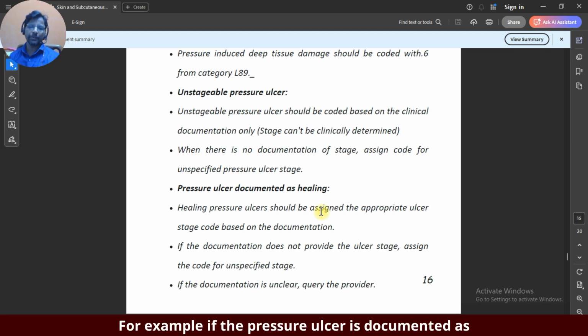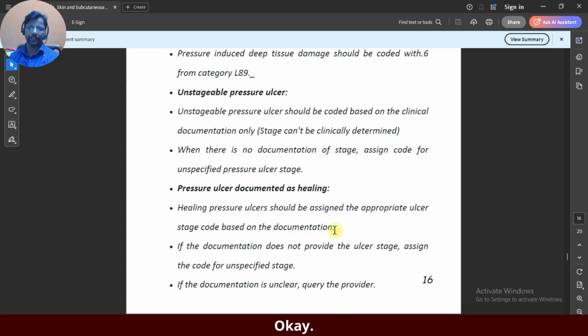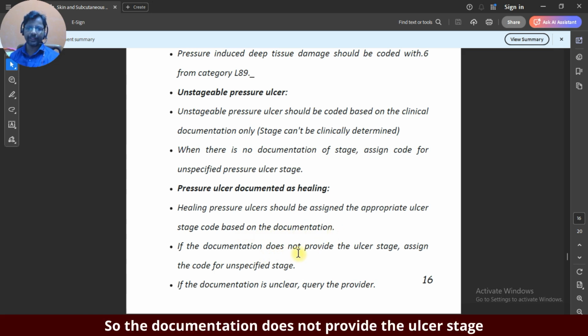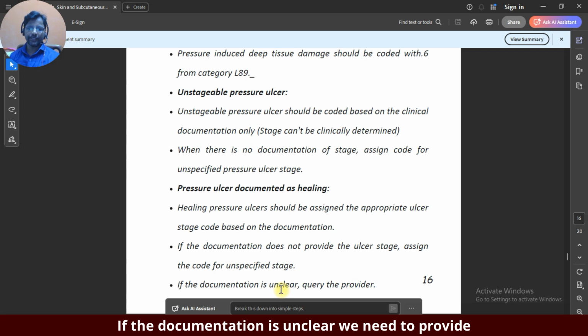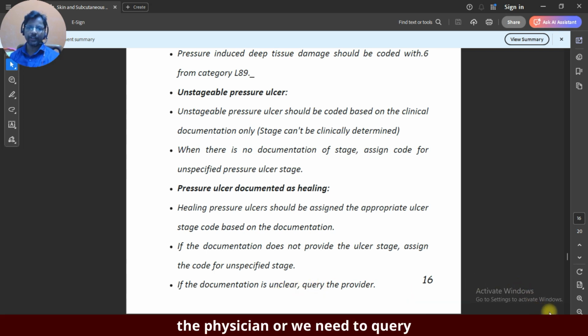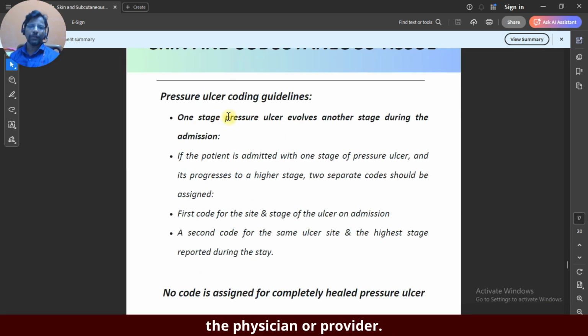For example, if the pressure ulcer is documented as healing, a healing pressure ulcer should be assigned the appropriate ulcer stage code based on the documentation. If the documentation does not provide the ulcer stage, assign the code for unspecified stage. If the documentation is unclear, we need to query the physician or provider.